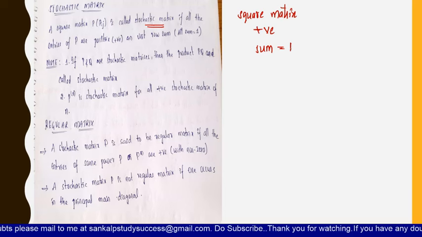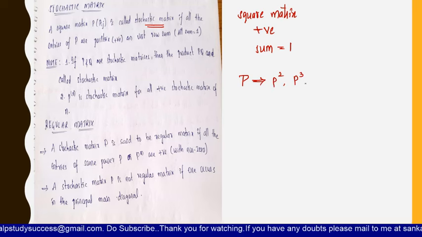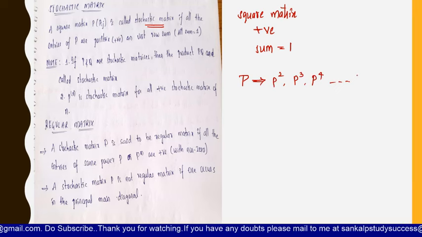Now coming to the regular matrix, any stochastic matrix is said to be regular if the entries of some power are all positive. That means if P is a matrix and you find P square, P cube, P to the power of 4 and so on, then you should get all the entries positive, with non-zero values.